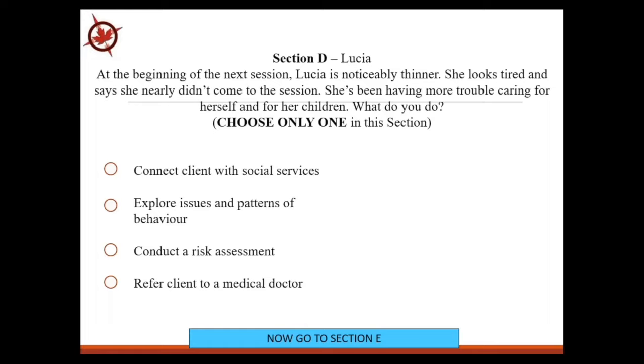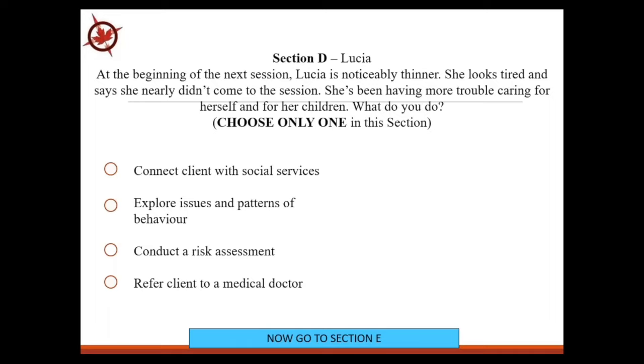Section D is a little bit different. Here's one where you can only choose one item. And again, you can't go back. You can't change your mind. As soon as you click an option, that's the option you've got. At the beginning of this session, you notice that Lucy is noticeably thinner. She looks tired. She says she nearly didn't come. She's been having more trouble caring for herself and her children. What do you do? You can only choose one.